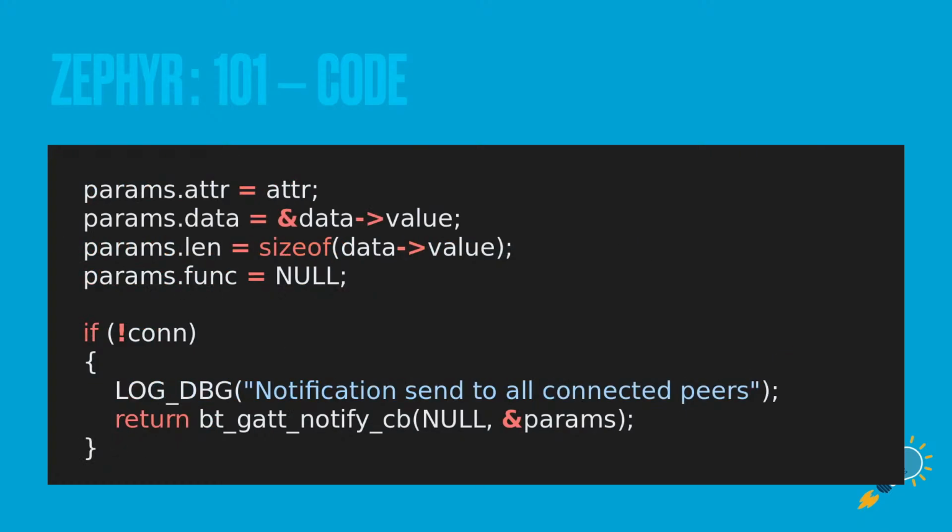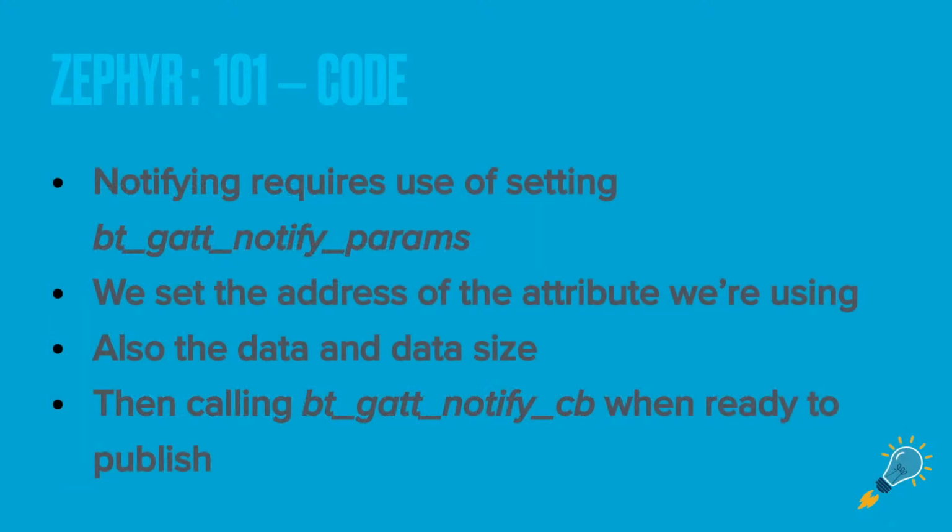Finally, that last function there, the BT_GATT notify callback. This is actually what's pushing that data and causing the Bluetooth API to actually publish the data to a connected device. And there are some caveats about that first argument, that null there, and I'll dive into that in one second. But we're notifying, and notifying requires use of that struct.